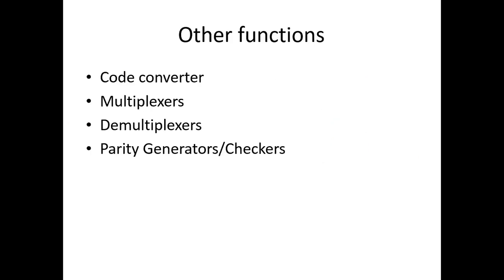There are several other combinational logic functions which I will refer you to the reading text to look into: the code converter, multiplexers, demultiplexers, and parity generators and checkers. A code converter, as the name implies, can perform conversions from one code to another. A multiplexer can combine two or more binary lines together into a single line. A demultiplexer can separate the combined channels into separate lines. And we also have parity generators and checkers, which are usually used for error detection and correction. So thank you for your attention.